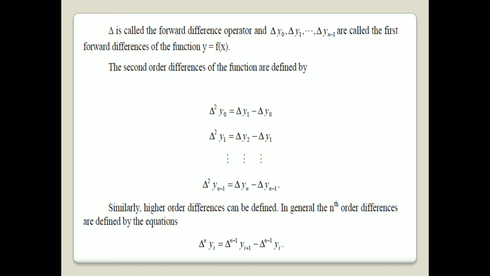In general, the nth order differences are defined by the equation delta raised to n yi is equal to delta raised to n minus 1 y(i plus 1) minus delta raised to n minus 1 yi. It means the next value, denoted by y(i plus 1), minus the value itself.